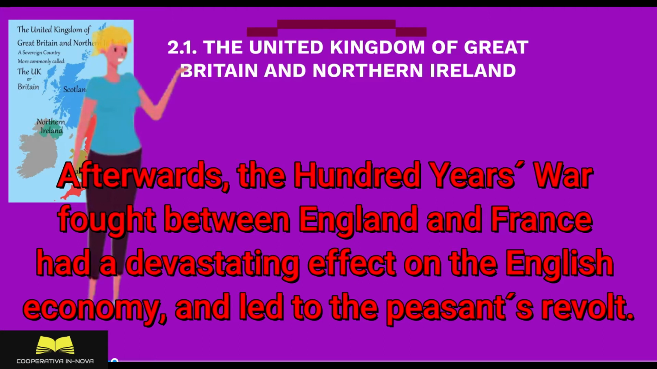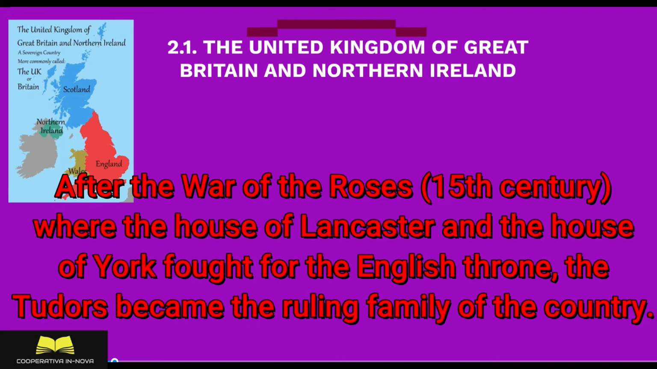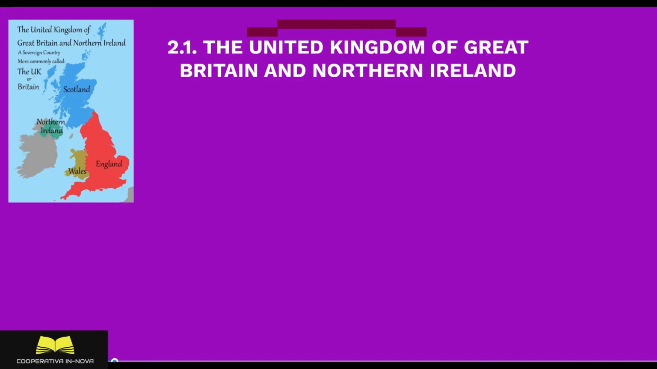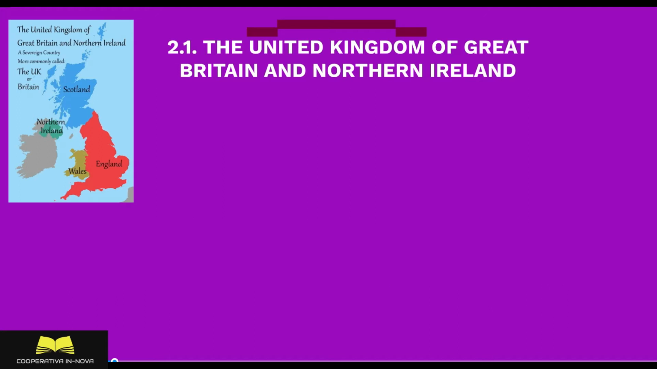Afterwards, the 100 Years' War fought between England and France had a devastating effect on the English economy, and led to the Peasants' Revolt. After the War of the Roses, 15th century, where the House of Lancaster and the House of York fought for the English throne, the Tudors became the ruling family of the country. As a symbol of the unity between the houses of York and Lancaster, we have the Tudor Rose.